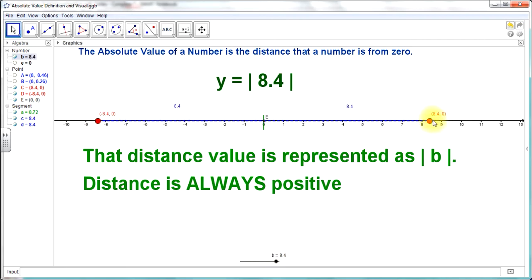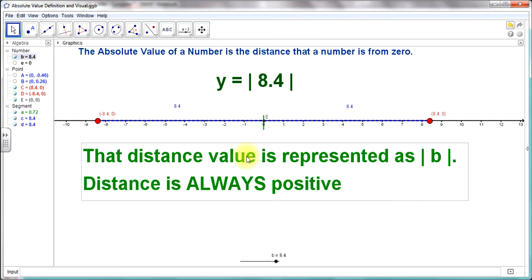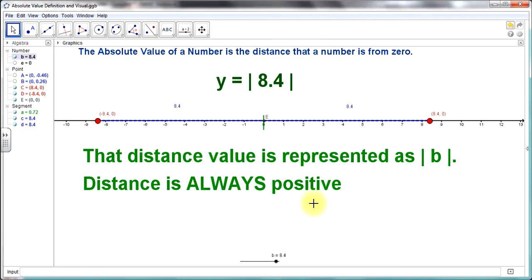Notice again, we're going to have 2 values here, the negative value of a number and the positive value of a number, but that distance from 0 is going to stay at 8.4. The distance is always going to be positive. That's one thing that we've got to keep in mind when we think concept here. So that distance, we're going to represent with this expression here, the absolute value of b. B just being any number, in this case like 8.4.